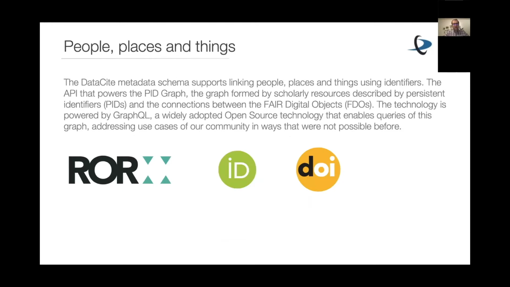Typically, we focus on people, places, and things. The DataCite metadata schema supports linking people, places, and things using these identifiers. The API that powers the PID graph, the graph formed by scholarly resources described by persistent identifiers, and the connections between the FAIR digital objects.